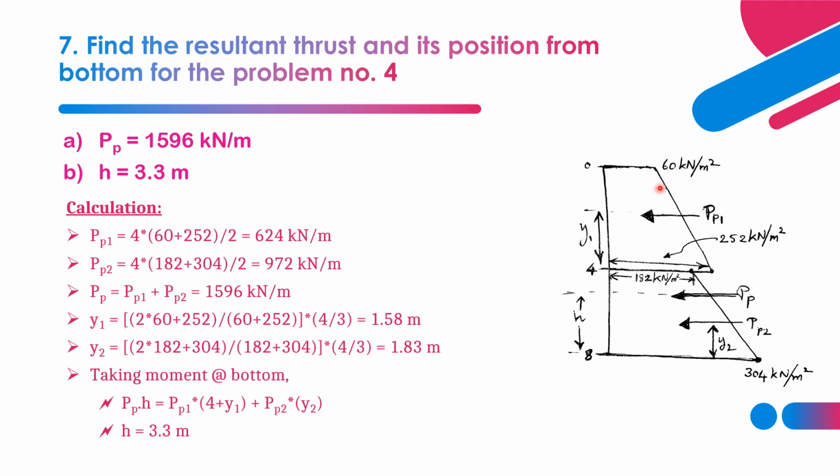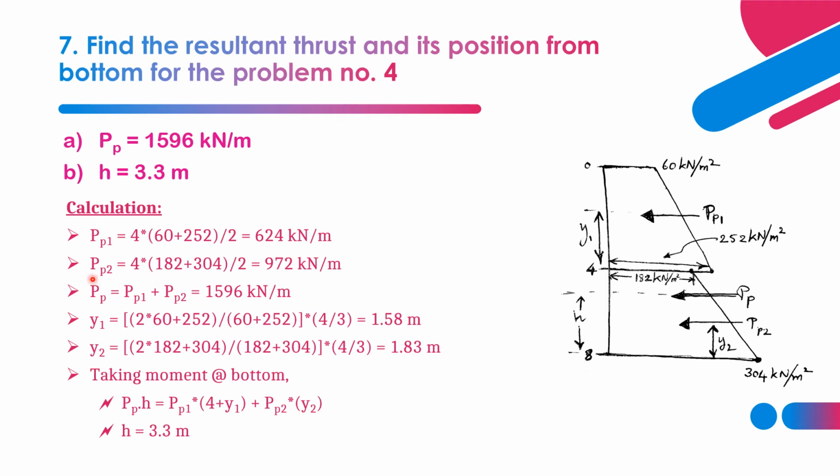That is nothing but the average of the two widths, here 60 and here 252. So (60 plus 252) divided by 2, into the height of the layer. Height of the layer is 4. So 4 into (60 plus 252) by 2 gives 624 kilonewton per meter run as the answer for the thrust which is acting in the first layer alone.